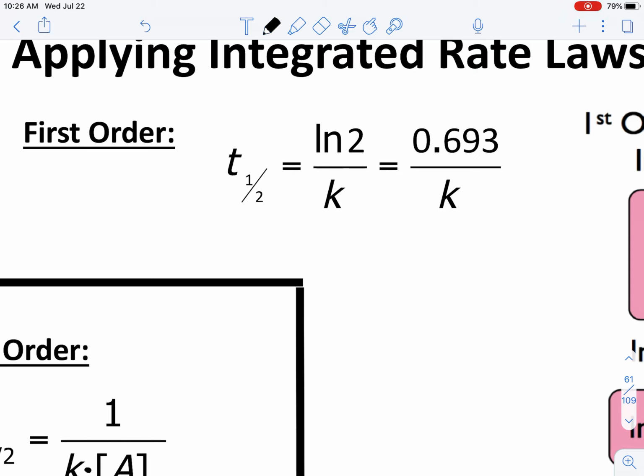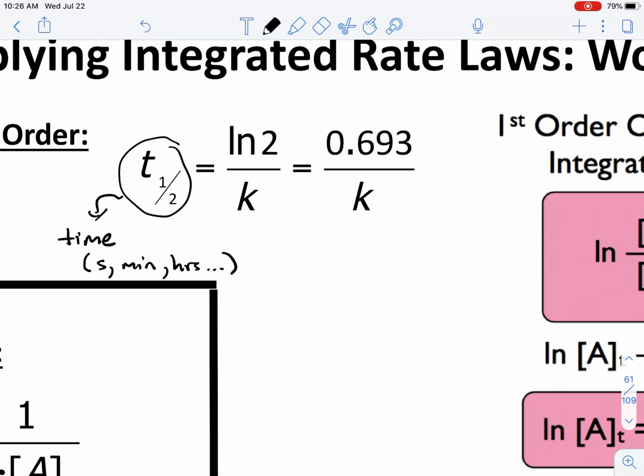And so if you guys recall, T1/2 is representing the amount of time it takes for the reactant to reach half of its original concentration. And so T1/2 is always going to be in units of time, where it can be seconds, minutes, hours, and the list continues.